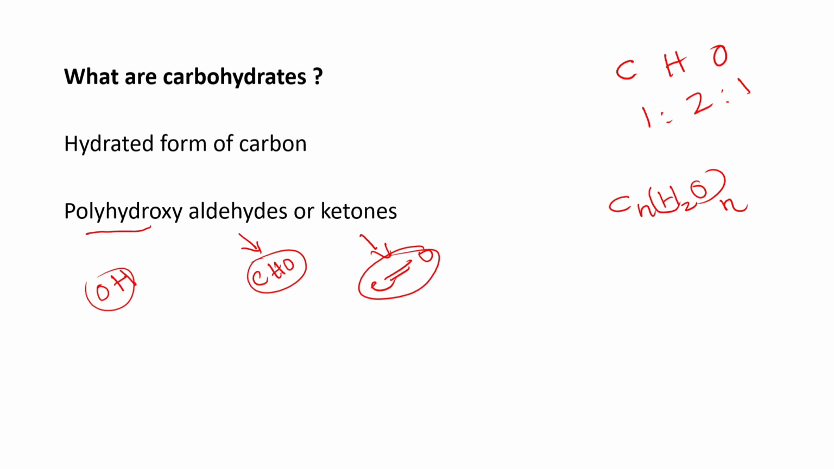They are the most abundant molecule on earth. So carbohydrates are the hydrated form of carbon. They are also known as polyhydroxyaldehydes or ketones because they contain more than one hydroxyl group and one aldehyde group or one keto group. Then, they are the most abundant molecule on earth.